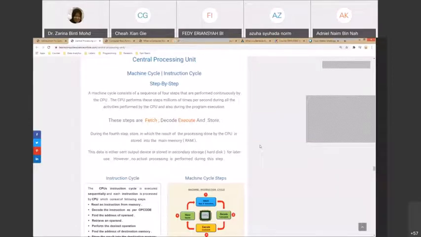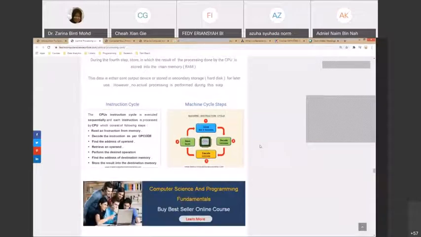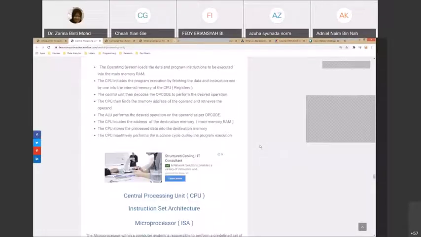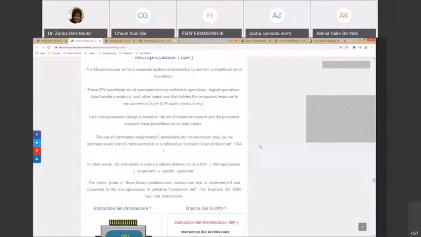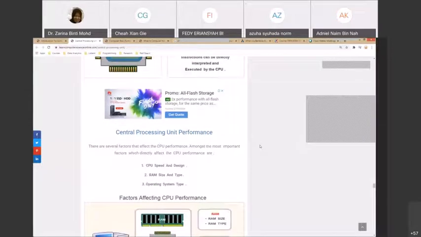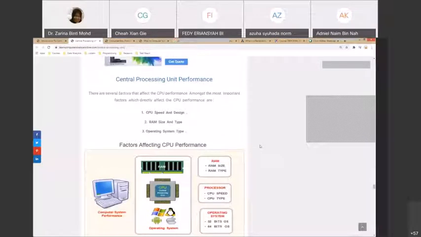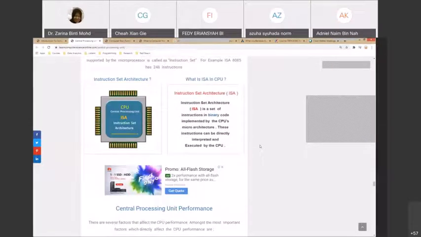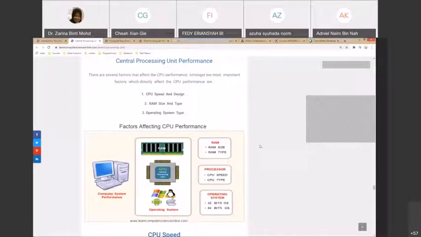Okay, so let's move on to the next one. Okay, so again, this is just repetition of the machine cycle steps. Okay, so you can go through later on. Okay, so ni semua more information about the CPU.